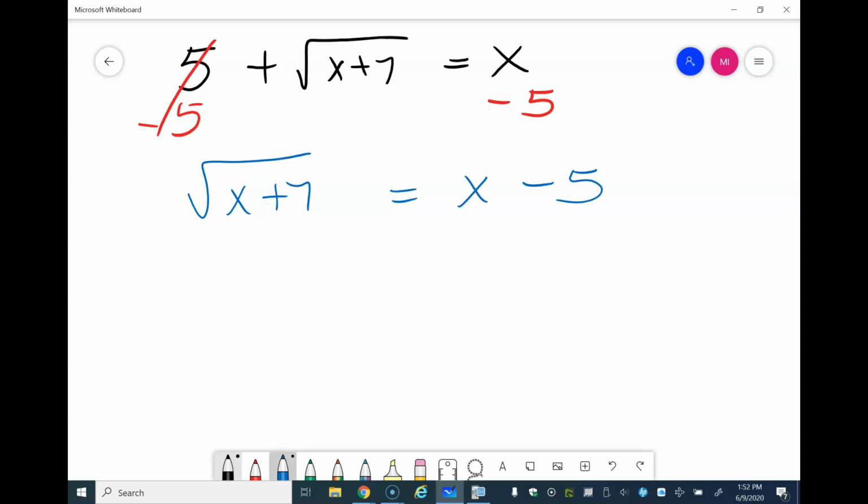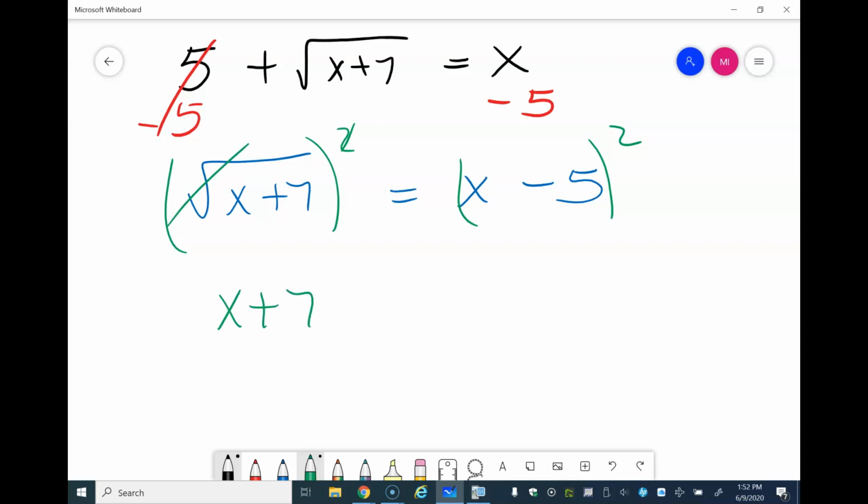Now we can square both sides. So we'll take this and square it, and square this whole thing. This square cancels out with that square root, leaving just x plus 7. And here is another little red flag that you don't want to do. I'll put it in red, so we don't want to do this. A lot of students just take this square in and do this.